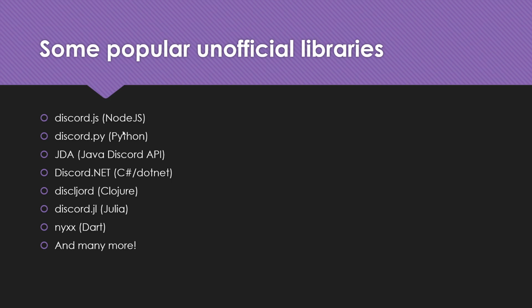There's discord.py, so if you're a Python developer, you would use this library. There's JDA, which is for Java. There's Discord.net, which is for C# or .NET developers. There's Discord for Clojure, Discord.jl for Julia, Nix for Dart, and there's a whole bunch.